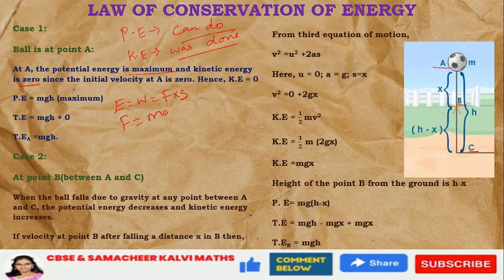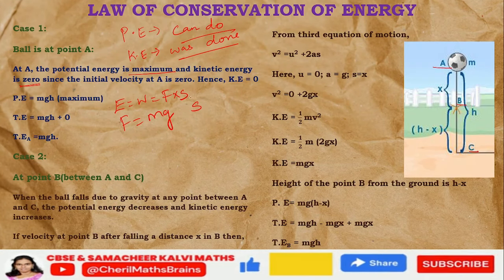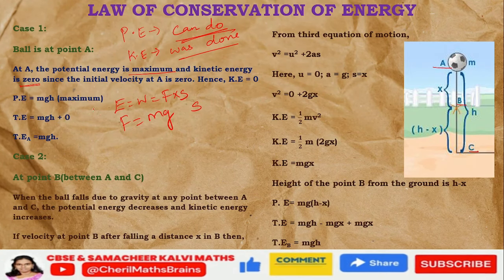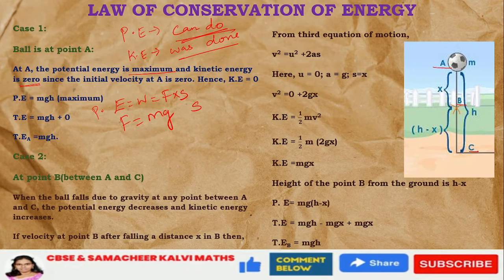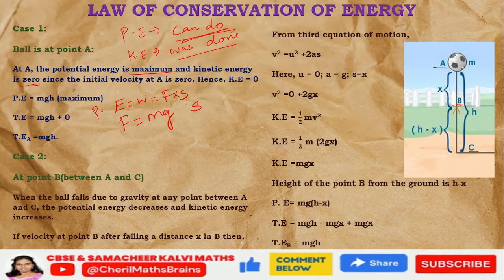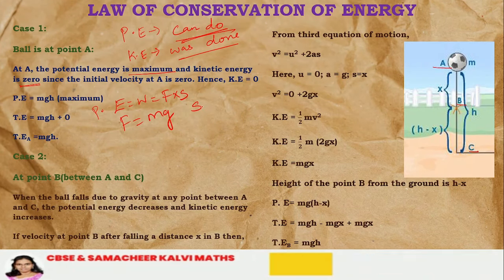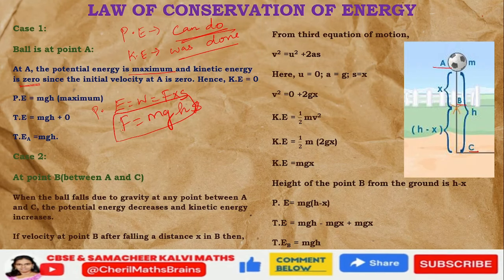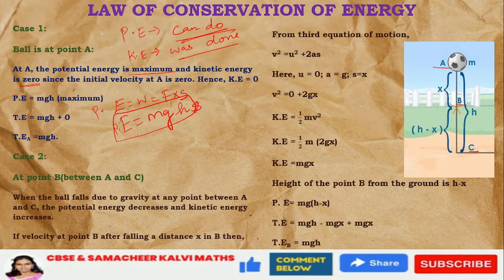F is equal to mg, and S is the distance it can travel. When you talk about potential energy, you need to see this keyword. What it can travel from the top of the building, it can travel a height h. So this S will become h. Is it clear, children? So this is how you are getting this potential energy. P is equal to mg into h.